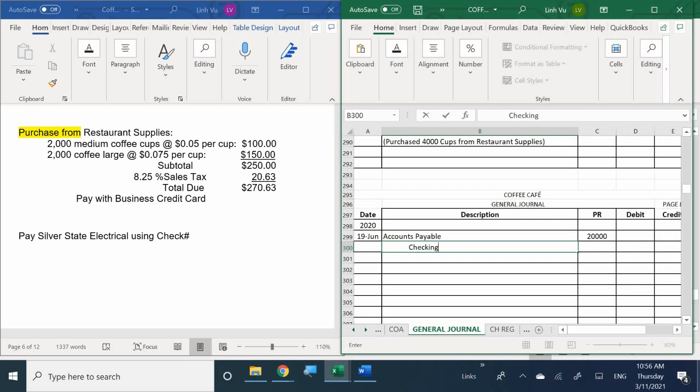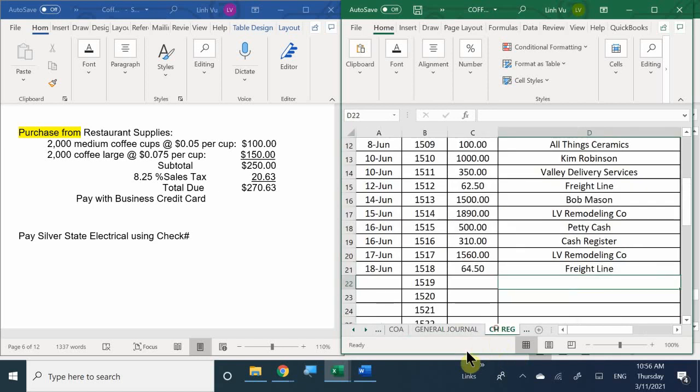So what do you want to do first? You want to write the check first? Sure. Once again, 619. And how much is this check going to be written out for? 1070. And who are we making this payment to? Silver State Electrical. Good.